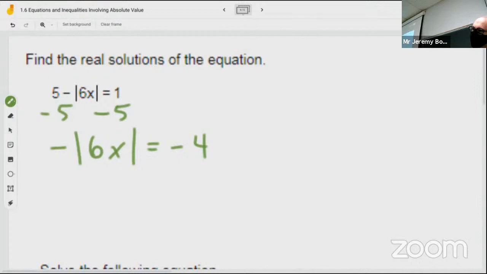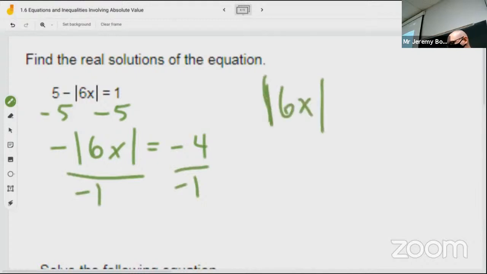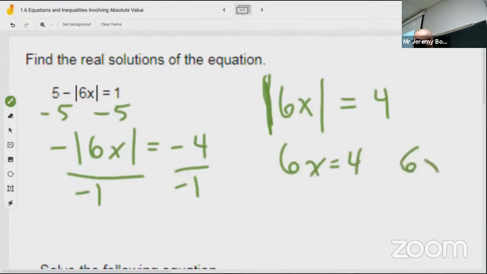What we want is just the absolute value by itself. So what can we do to get rid of that negative? There are 2 ways we can do it. We can either divide by -1, or multiply by -1. I like divide, usually. So we end up with the absolute value of 6x equal to 4. Now this is one that we can work with. The absolute value of some algebraic expression is equal to a non-negative real number. So 6x could equal 4, or 6x could equal -4.